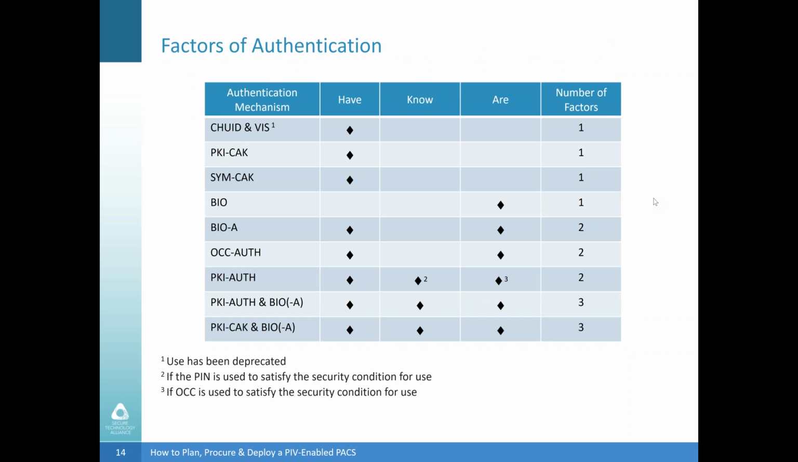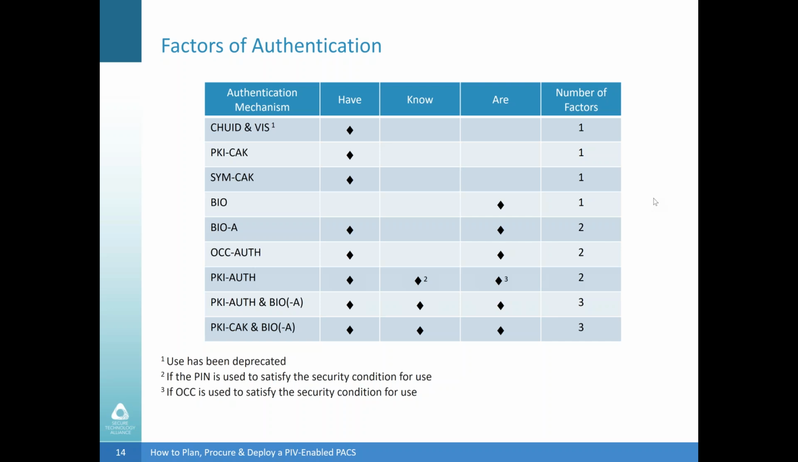Since the PIV identity proofing, registration, issuance, and maintenance processes have been standardized, you may be asking what was used to map the LOA to the different authentication mechanisms. It's based on the number of authentication factors within an authentication mechanism. Many of you have probably heard this before, but there are 3 ways you can authenticate your identity: through something you have, like a key or a card; something you know, like a PIN or a password; or something you are, typically a biometric in this context.